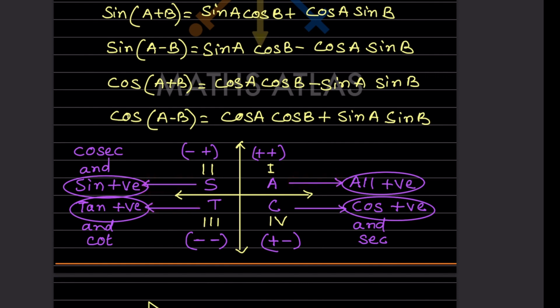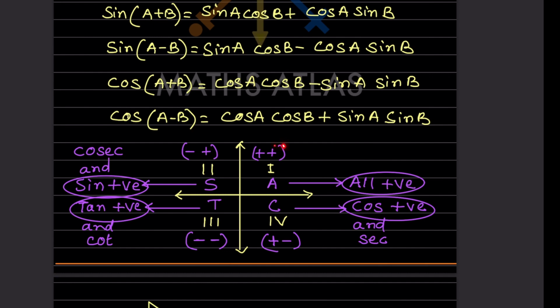Now why did I write sec here? I wrote cosec here and cot here because cos is 1 by sec, so sec is also positive in that quadrant. Sine is 1 by cosec, so cosec is positive here, and tan is 1 by cot, so cot is also positive here.